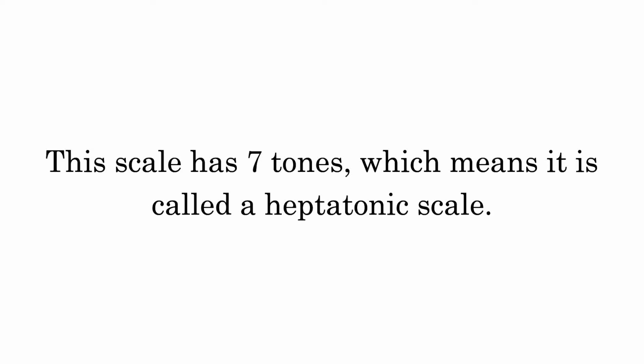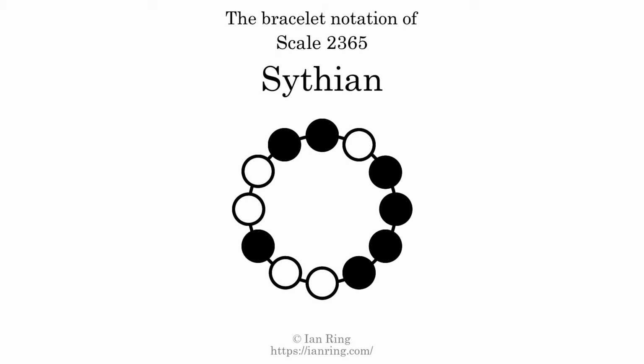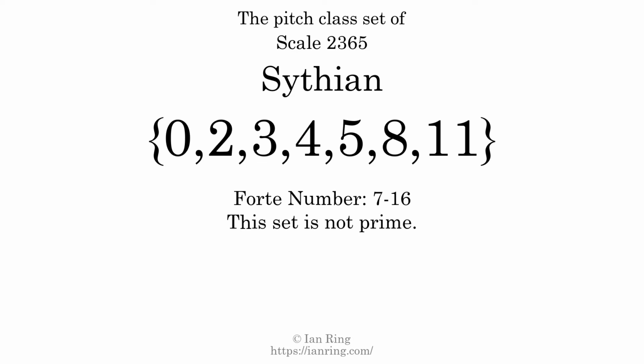This scale has 7 tones, which means it is called a heptatonic scale. This is a bracelet notation diagram of scale 2365. The shaded circles represent tones that appear in the scale, and they are read clockwise, starting at the top. The pitch class set for this scale is 0, 2, 3, 4, 5, 8, 11. The forte class is 7-16. This set is not prime.